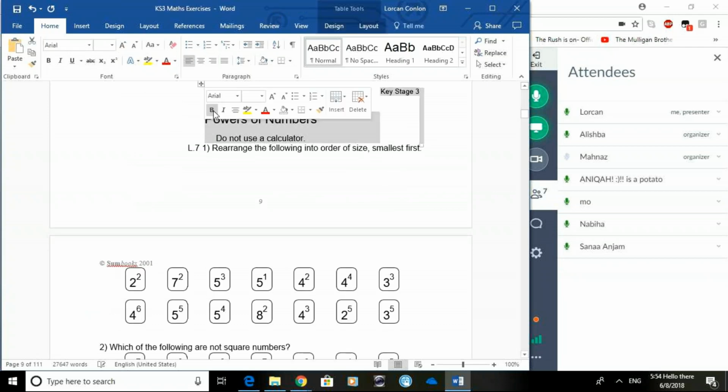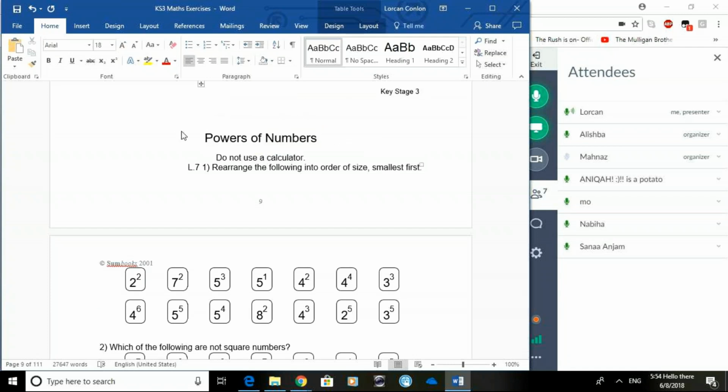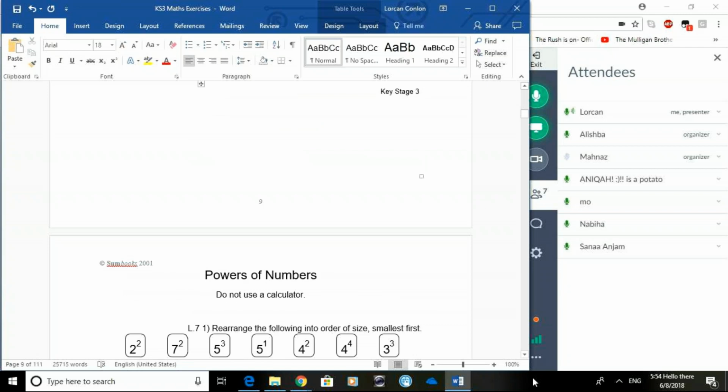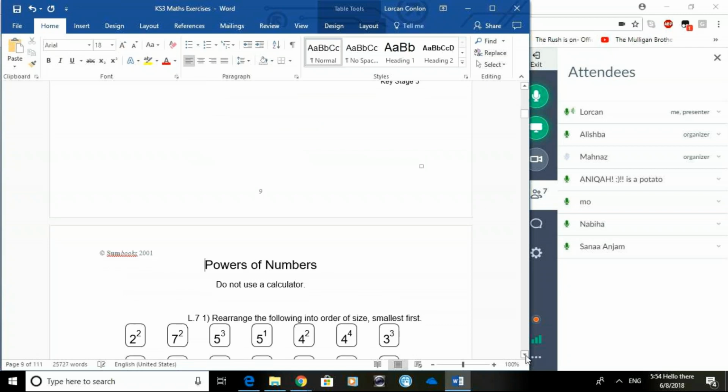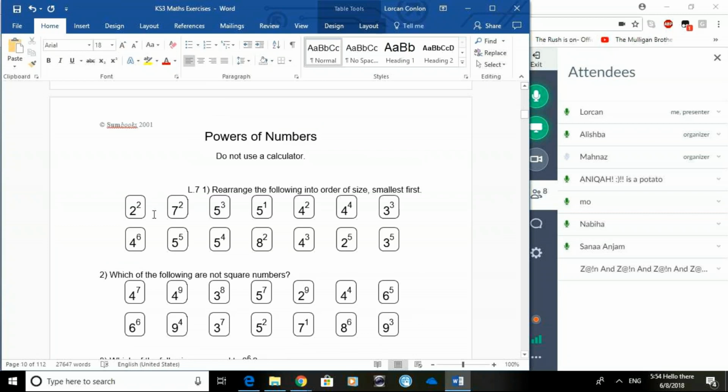So let's talk about powers of numbers first of all. What does it mean? So we'll see here down below that I've got, for example, 2 to the power of 2. What does that mean? It means you have to do 2 times 2. Okay. Good. So for example, then what does 5 to the power of 3 mean? 5 times 5 times 5. Yeah, exactly, guys. So is everyone aware of what we're doing when we say powers? Yeah, good.